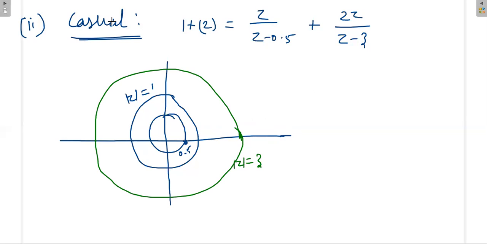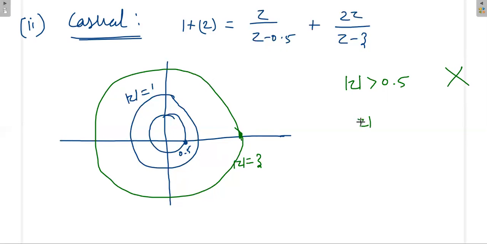Now what we need is the causality nature. For that, suppose, for example, if we choose mod z greater than 0.5, we may be getting ROC outside completely. But you are including one pole here, because one pole is there at mod z equal to 3. ROC should not include poles. So definitely we cannot choose this.